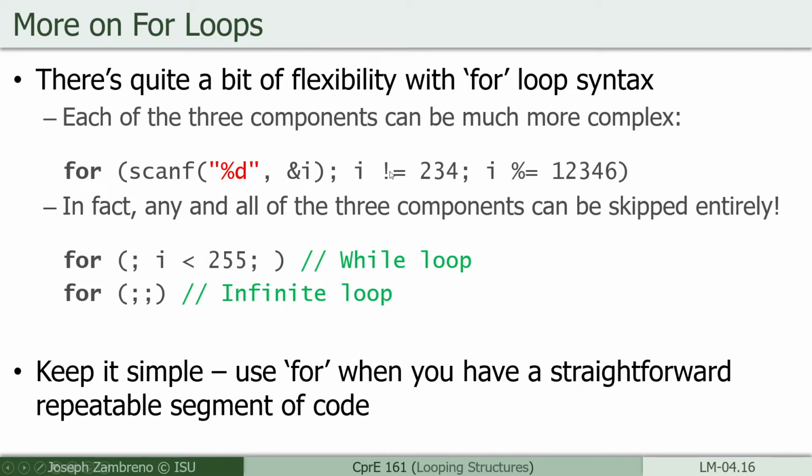The condition could be I not equals 234. That's not necessarily odd, but it's not that common. And I mod equals 1, 2, 3, 4, 6. Okay, it's hard to imagine what this code would intend to do, but it's valid.